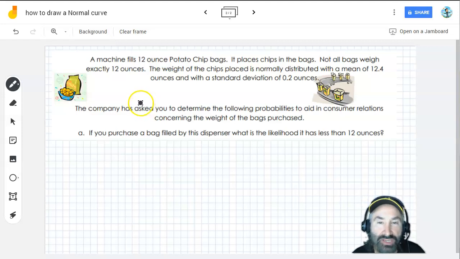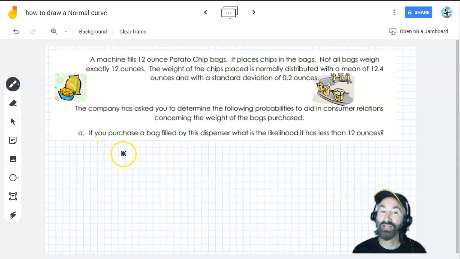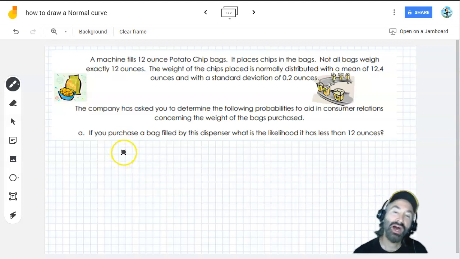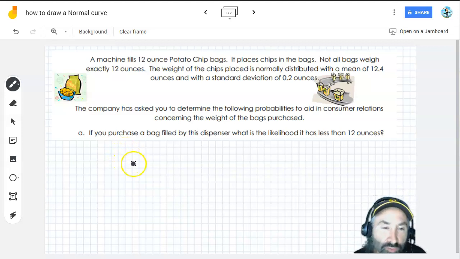All right, so they tell us the mean is about 12.4 ounces, and the standard deviation is about 0.2 ounces. They then ask, we have been asked to determine the following probabilities to aid in consumer relations. Hey, this is real world, people. You might have a company that makes stuff, and there might be some variation in whatever it is that you produce. So how can you make sure that consumers are generally happy, or at least they feel well informed?